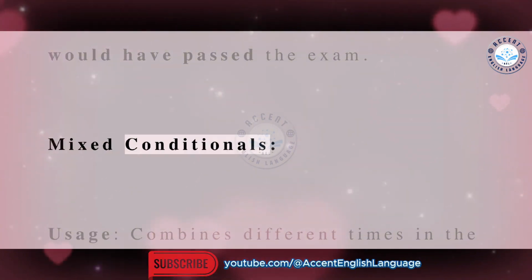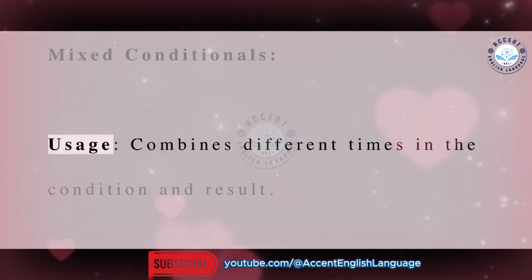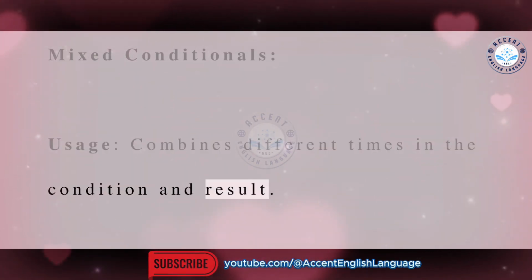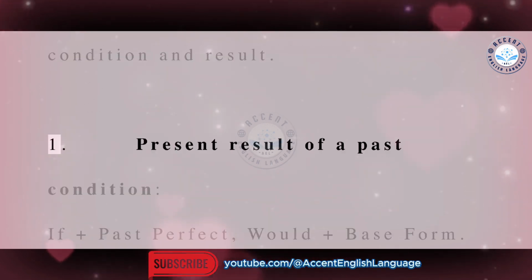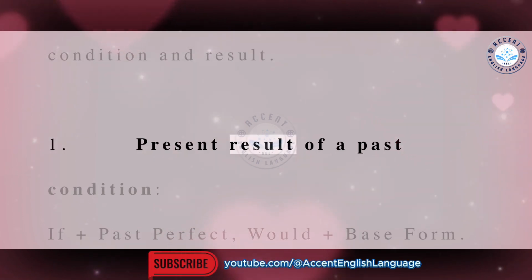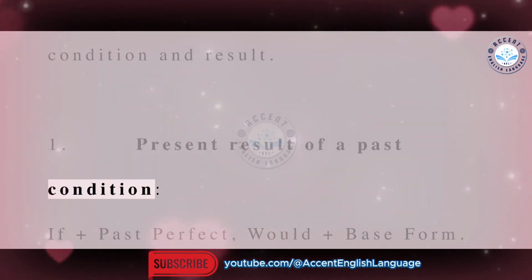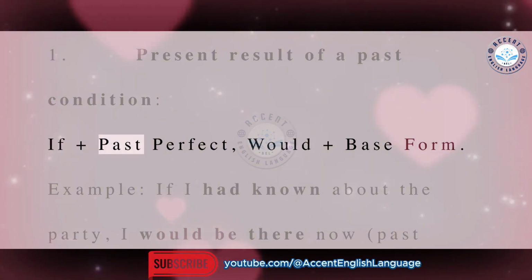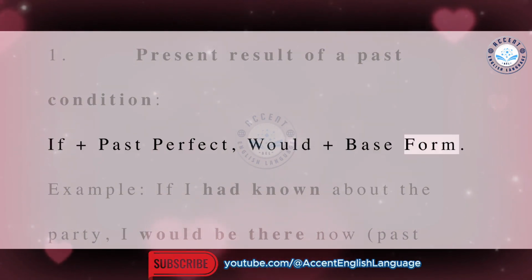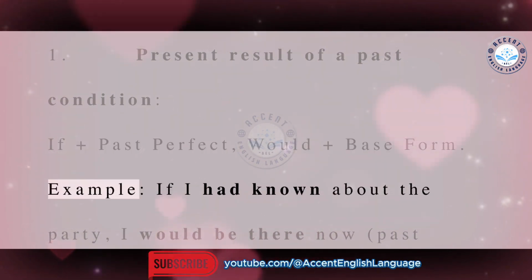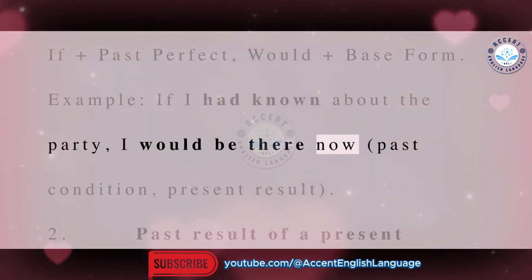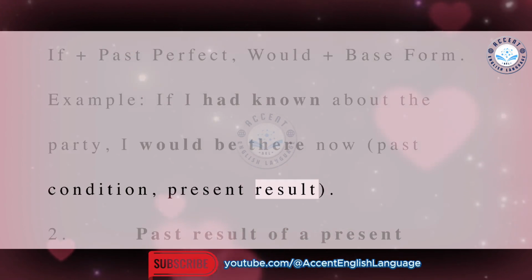Mixed conditionals. Usage, combines different times in the condition and result. 1. Present result of a past condition. If plus past perfect, would plus base form. Example, if I had known about the party, I would be there now. Past condition, present result.